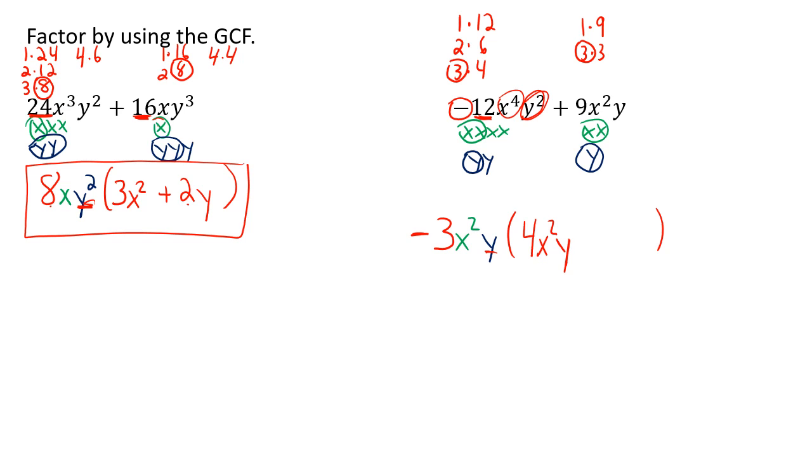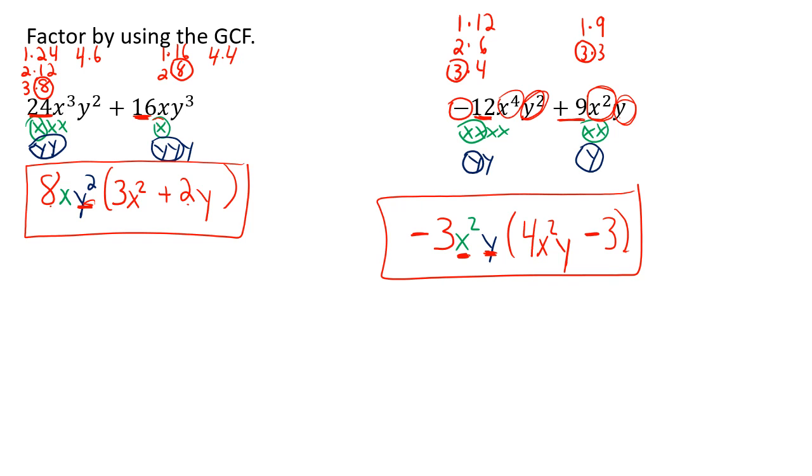And then I have to ask myself, negative 3 times what would get me 9? Negative 3. Negative 3 times negative 3 is positive 9. I have 2 x's for this term, and I took 2 of them out, so I have no more x's in this position. I have 1 y, but I took 1 y out, so I have no y's after the 3. So now I have that expression factored.